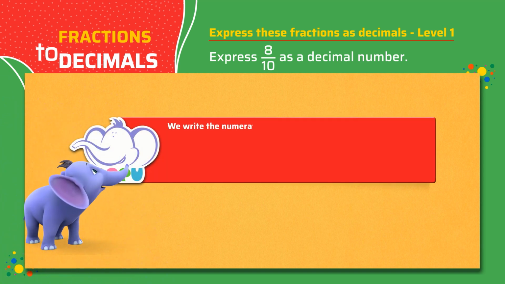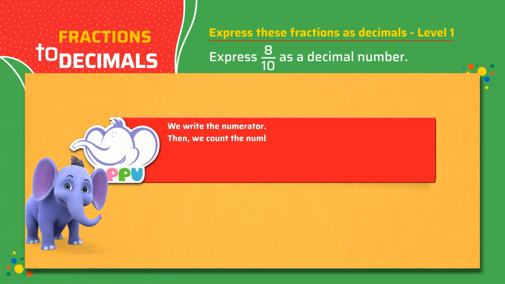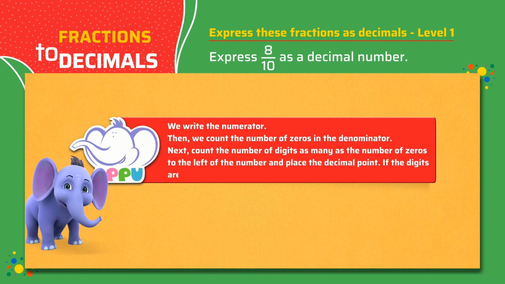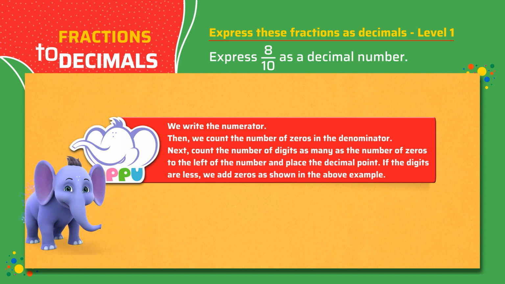We write the numerator. Then we count the number of zeros in the denominator. Next, count the number of digits, as many as the number of zeros to the left of the number, and place the decimal point. If the digits are less, we add zeros as shown in the above example.